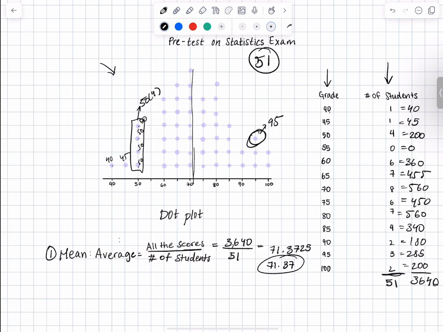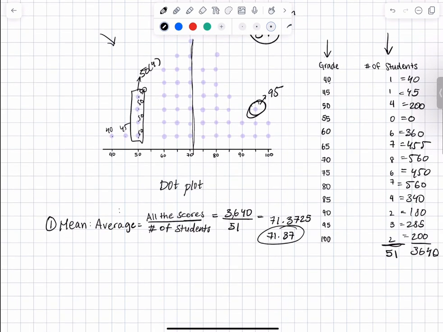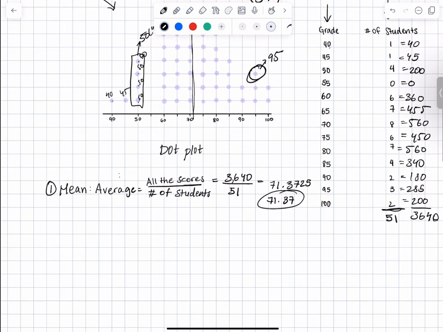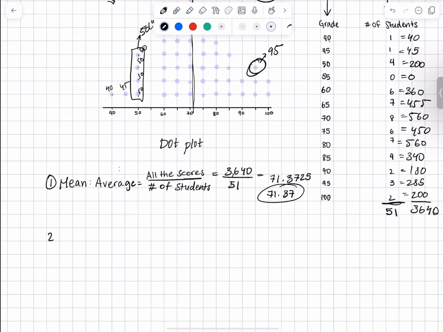So that would be around right here. And I would say that's pretty accurate. That's kind of the middle where most students are. It's kind of balanced on both sides. The second way we can find out how the class did is through something called the median. The median is basically the middle number, so you're trying to find the middle number.